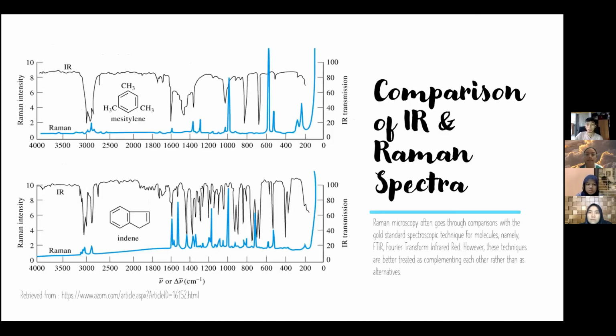So next, this is the comparison of infrared and Raman spectra. As you can see, in Raman microscopy, they often make comparisons with the gold standard spectroscopic technique for molecules, namely Fourier transform infrared spectroscopy, which is a specific form of infrared spectroscopy. But these techniques are better treated as complementing each other rather than alternatives.